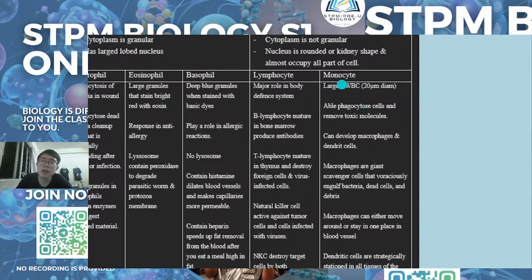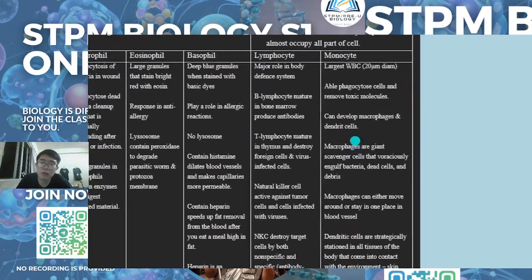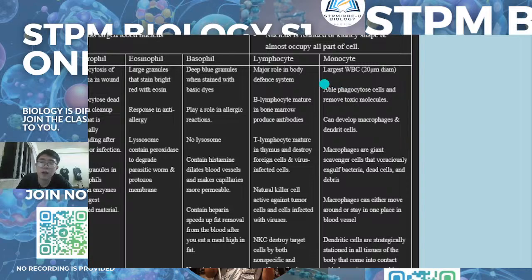Another one is monocyte. Monocyte also plays a role in the defense system. Normally it also undergoes phagocytosis and can develop into macrophage and dendritic cell.